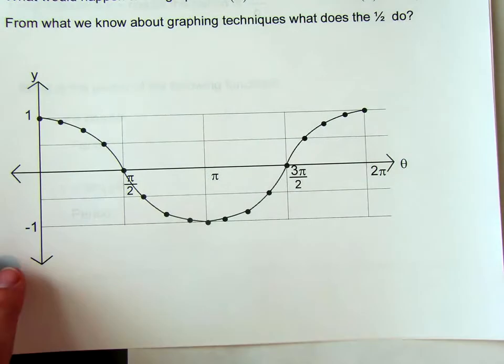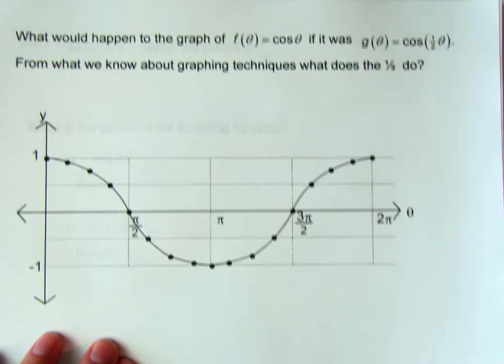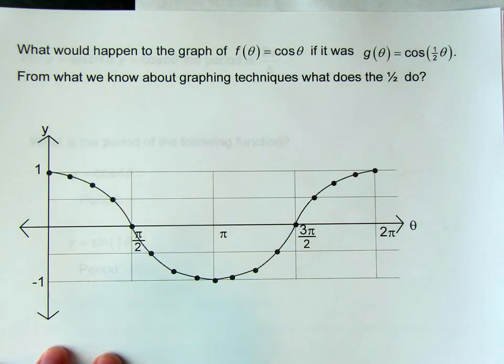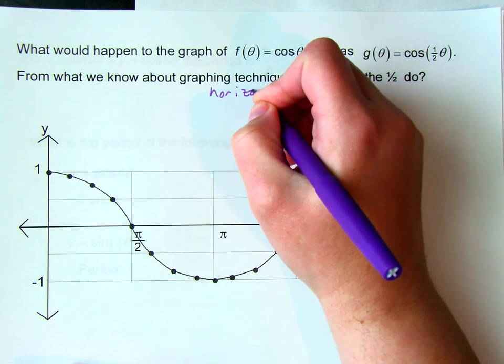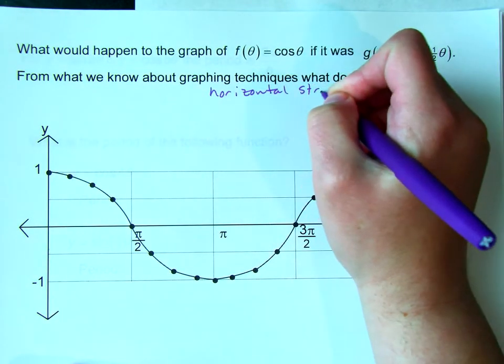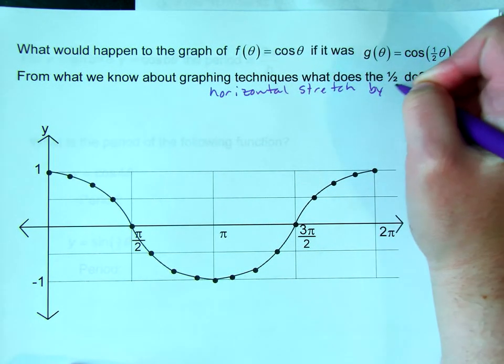Okay, let's try another one. What would happen to the graph of f of theta equals cosine theta if g of theta was cosine of 1/2 theta? What does the 1/2 do? Remember, that's inside with our theta. So inside affects the graph horizontally, and it's multiplication, so that means we have a horizontal stretch by a factor of 2.